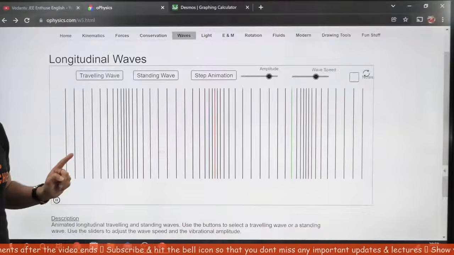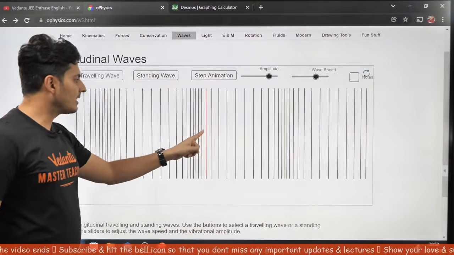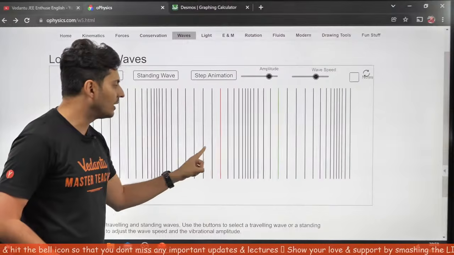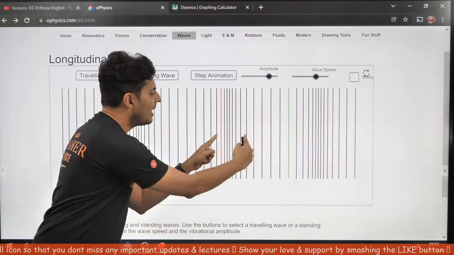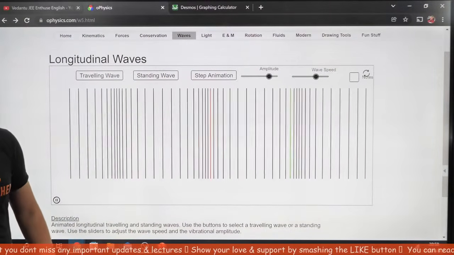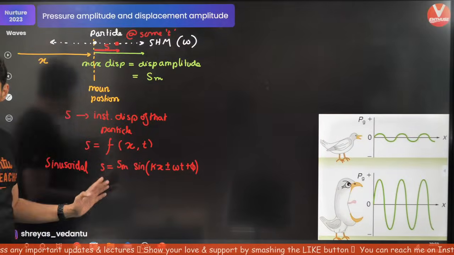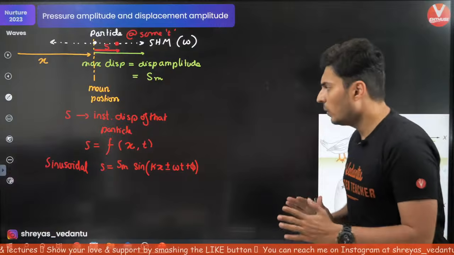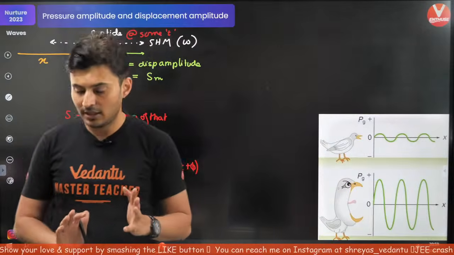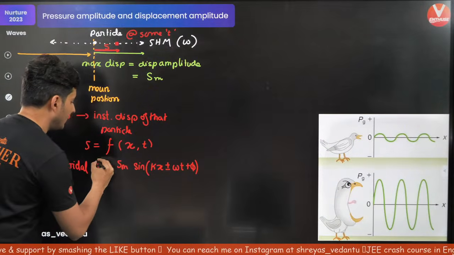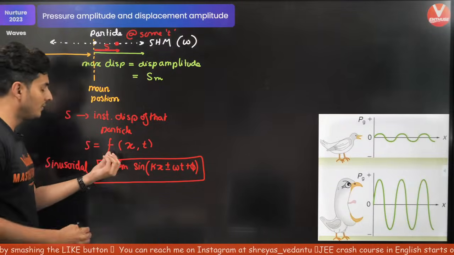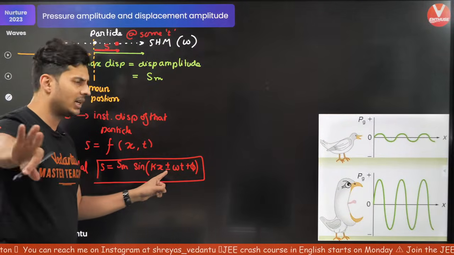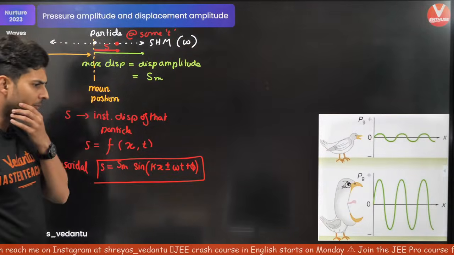Observe this via this simulation. The displacement will be a function of x as well as time. With time also it will change. SM is the maximum displacement. Everybody agrees to that? Got it? What does this equation tell you? Very good. Now, once you understand that displacement is a function of x as well as t, where k is again the same thing, 2 pi by lambda, omega is 2 pi f, same things over here.